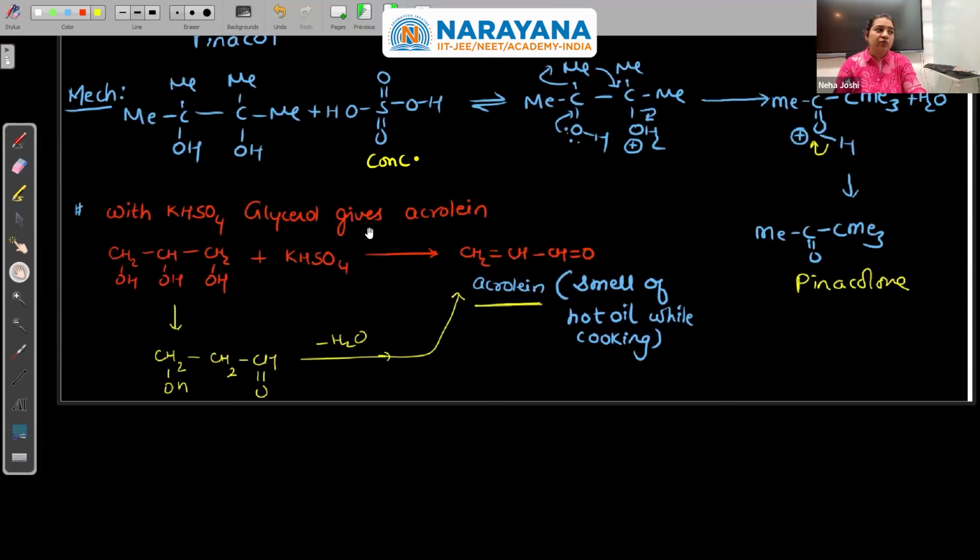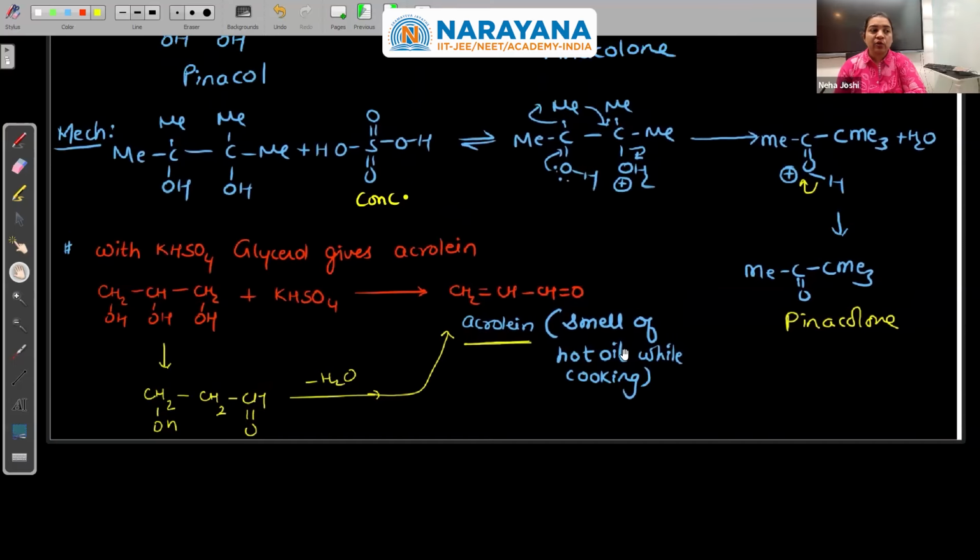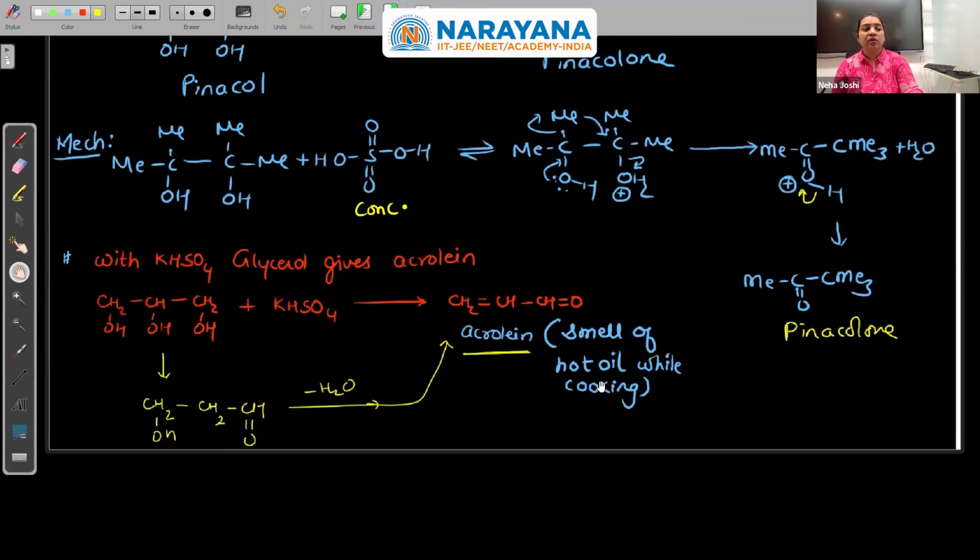With KHSO4, glycerol gives acrolein. Right? This is the method. Take it like H2SO4 only. We got this, and then dehydration and acrolein is formed. Very important point here: acrolein has a smell of hot oil while cooking. That type of smell you can get from acrolein.